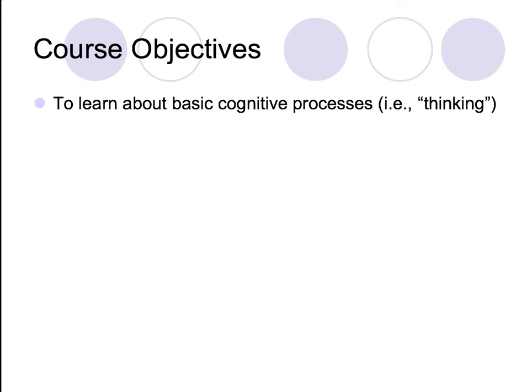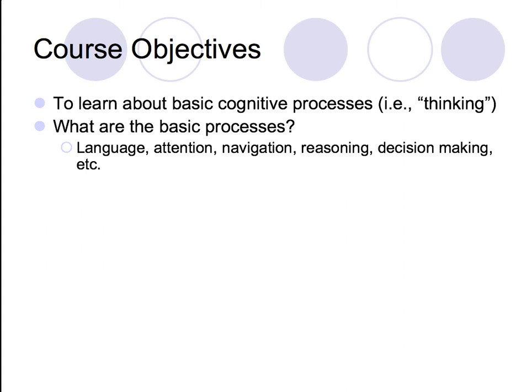Cognitive science is really about learning about the basic cognitive processes that make up thinking. We tend to think of thinking as being one process, but it's actually made up of a bunch of things. So what are the basic cognitive processes? They include, but are not limited to, perception, language, attention, navigating through the environment, reasoning, decision making, pretty much everything.